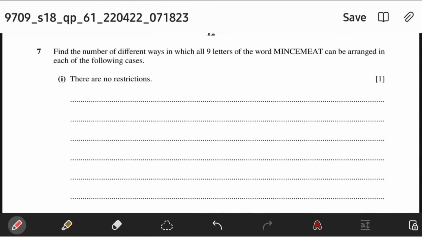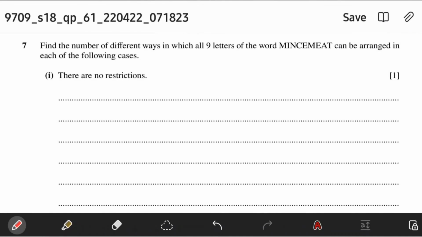Find the number of different ways in which all 9 letters of the word can be arranged in each of the following cases. So the number of letters is 9, and find out the number of different arrangements of these 9 letters with no restrictions.